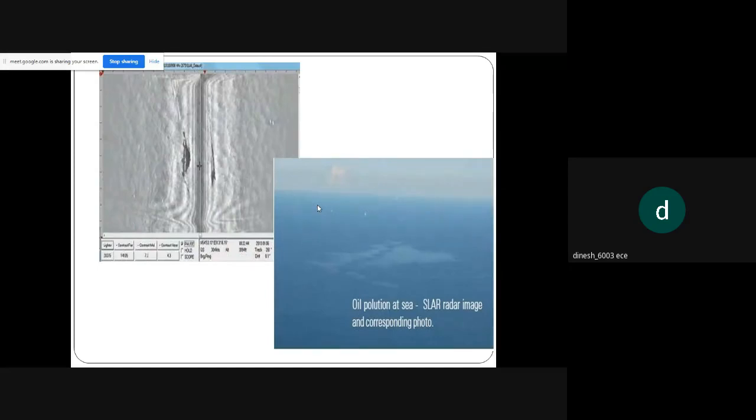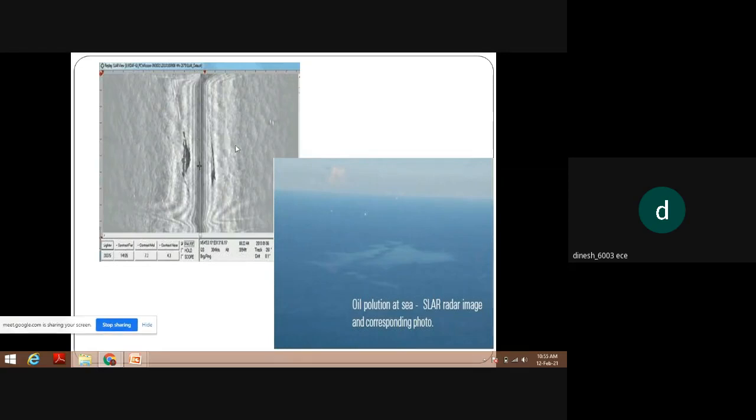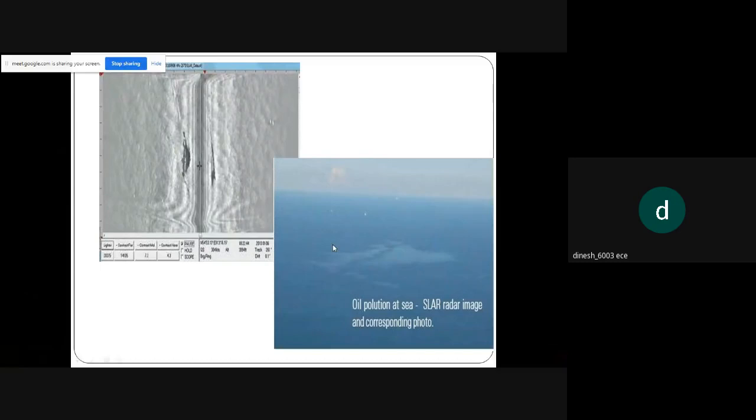So this is an SLR radar image and a corresponding photo taken during an oil pollution at sea. You can see the first image, some values. Spillings like this, you can see more spilling here. Oil is spilled out. This is being found out by the SLR radar image, as you see here. This is the SLR radar image and its corresponding photo for an oil spill. Either it could be crude oil or a fossil fuel, whatever it might be, it is being spilled in the sea, so that is being polluted.